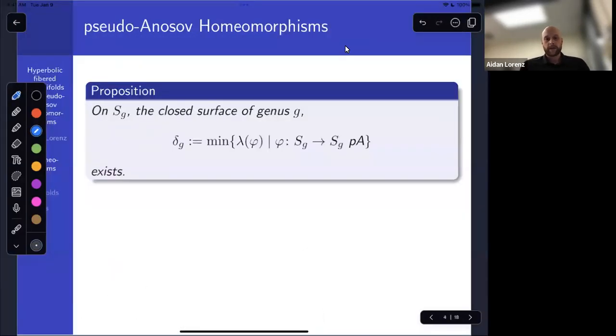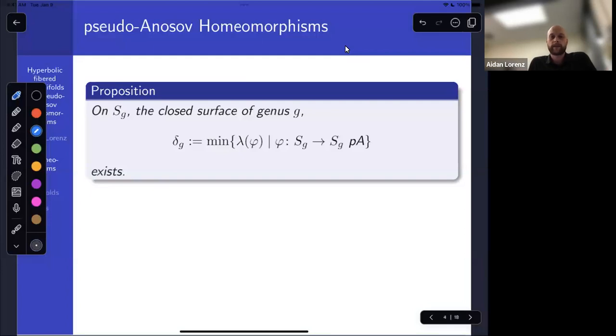One example of a result on their stretch factors: if you look at just the closed surface of genus G, call it SG, so it has no punctures, no boundary components, just a genus G surface, you can consider all the pseudo-Anosov homeomorphisms of that surface, and that gives you a spectrum of stretch factors.